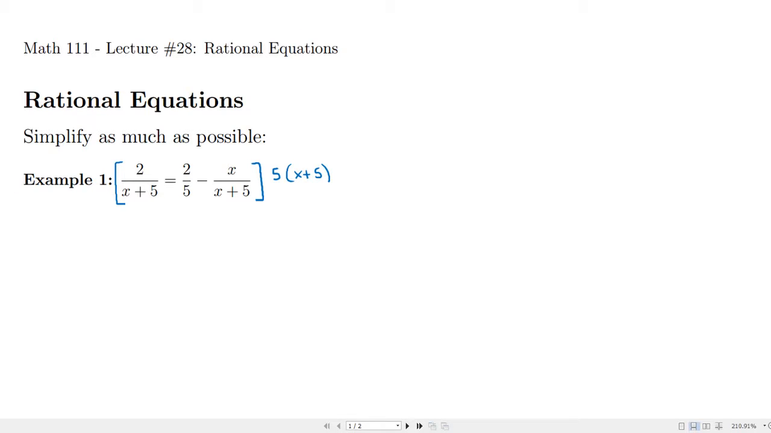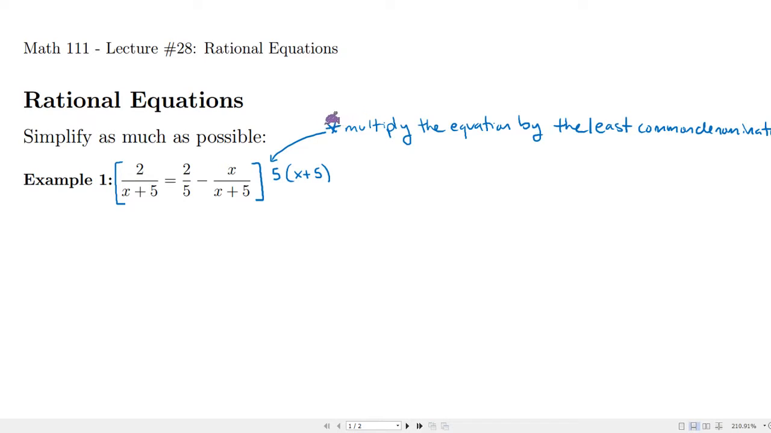So again, what did we do here? We multiply the equation by the least common denominator. And that's the key to this. And really this is after factoring all the fractions. You would multiply by the least common denominator amongst all those.